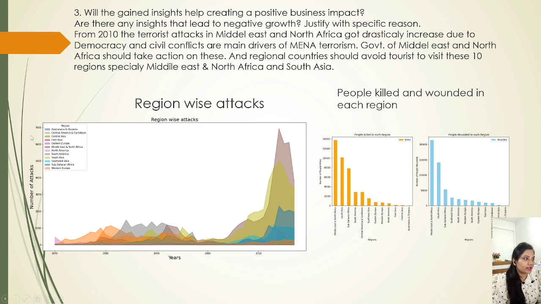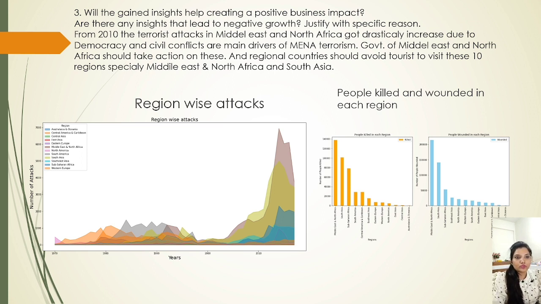Here we can see the region-wise attacks. The brown color is Middle East and North Africa, which is at its peak, and as follows, the olive green is South Asia, which is also really hazardous. The other regions have similar attack types. Here we conclude and suggest that from 2010, the terrorist attacks in Middle East and North Africa increased drastically, due to democracy and civil conflicts being the main drivers. The governments of Middle East and North Africa should take action on these, and regional countries should avoid tourists visiting these regions, especially Middle East and North Africa, and also South Asia.